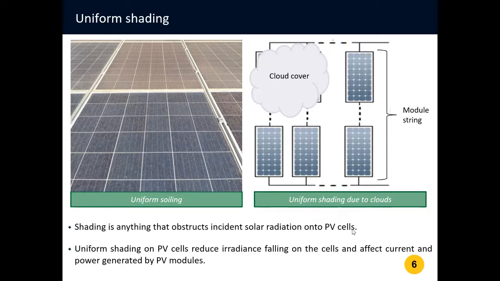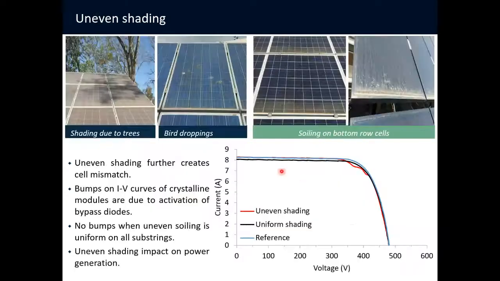So let me just finish with the uniform shading, and then I will move on to uneven shading. As seen on this IV curve, the dark blue one, there is a drop in ISC due to uniform shading. That is when comparing to this reference IV curve, the light blue one.